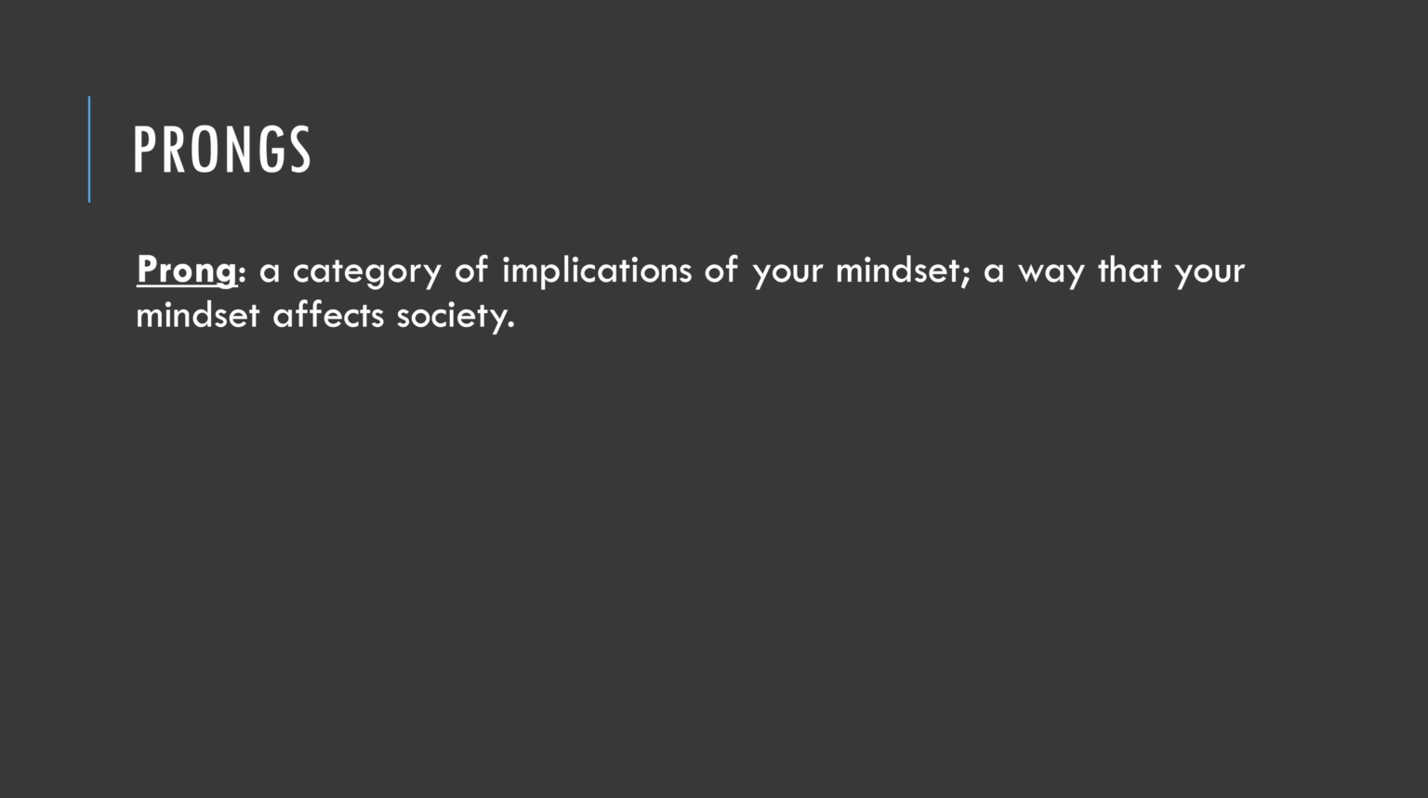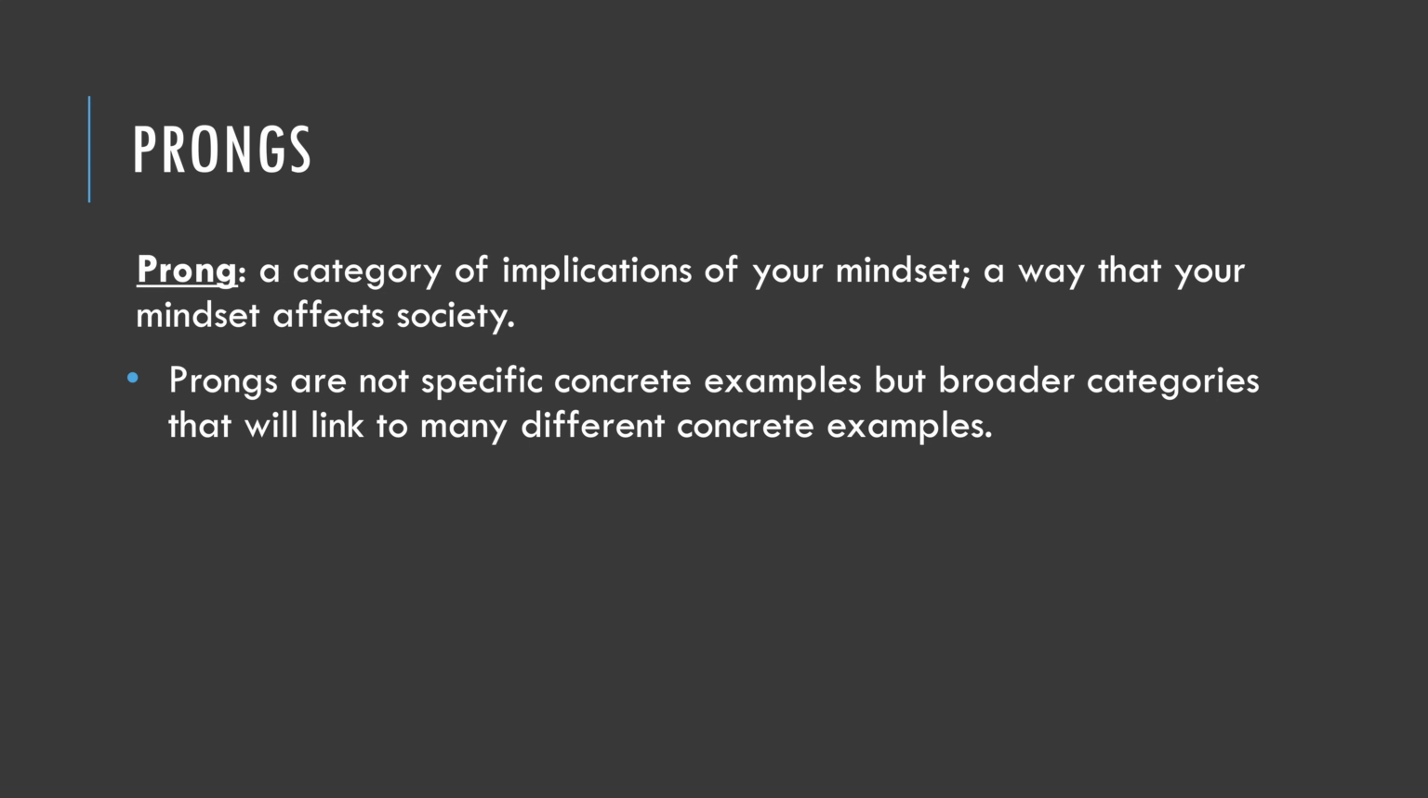So that's what you're doing with prongs. You're trying to create categories of implications. They are not specific concrete examples, all right? But instead, they are broader categories that will link many different concrete examples within them. So later in this video, I'm going to talk about how to do concrete examples effectively. So you should think about your OO outline as being, you have your overall mindset, that will be in your introduction eventually. Then you'll have prong number 1 and prong number 2. And within both of those prongs, you will have lots of concrete examples to demonstrate that abstract category of the set of implications of your mindset.